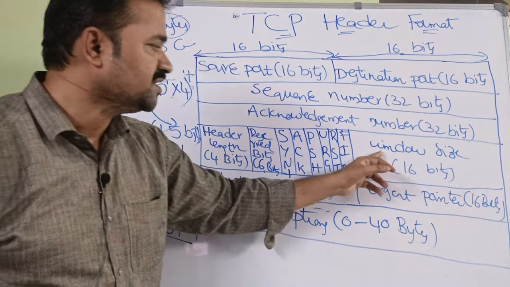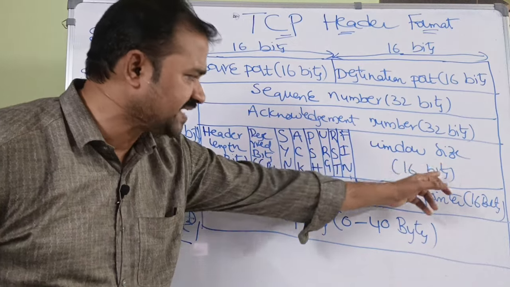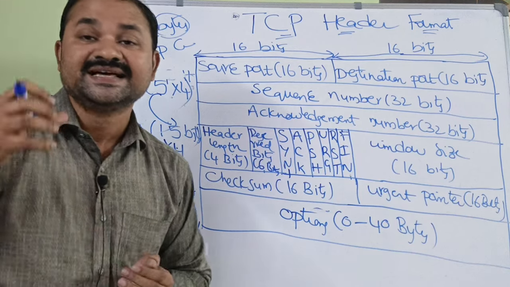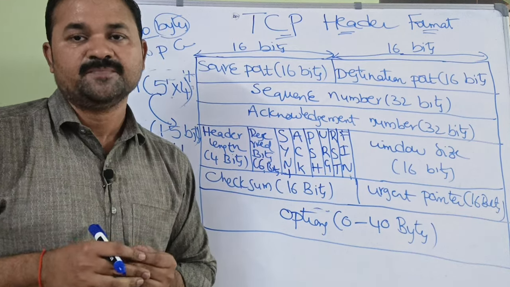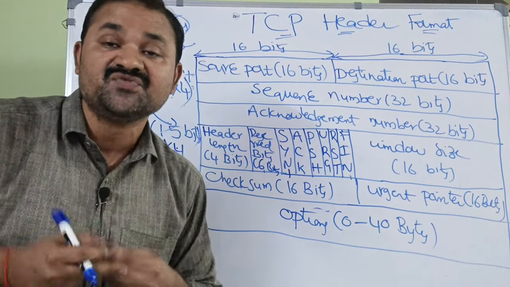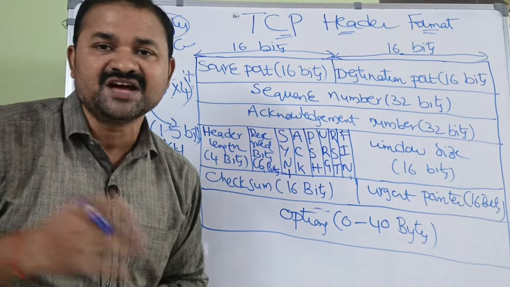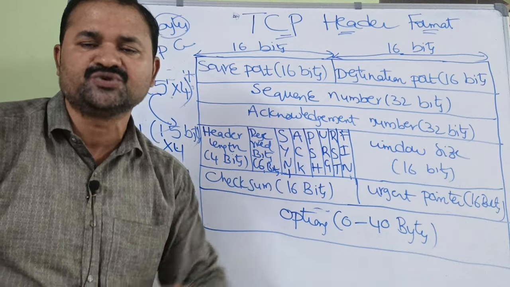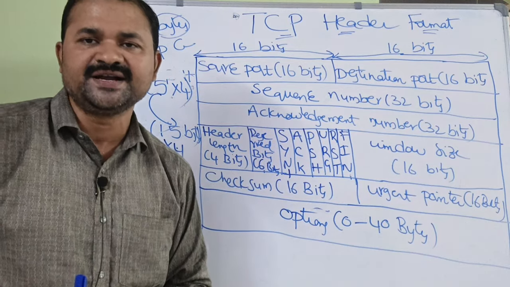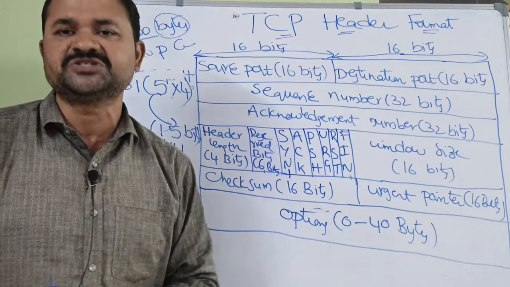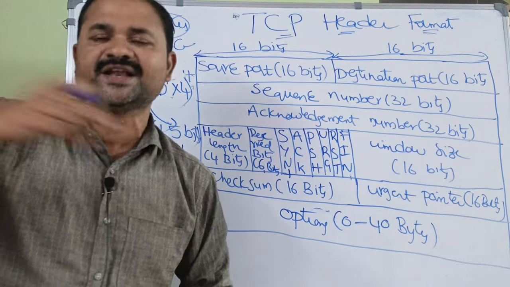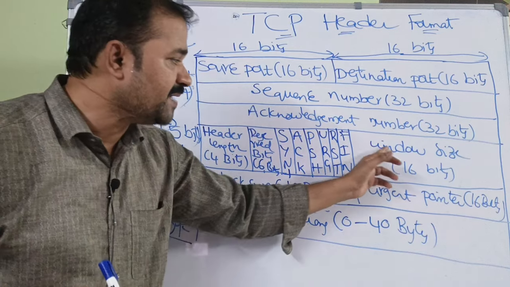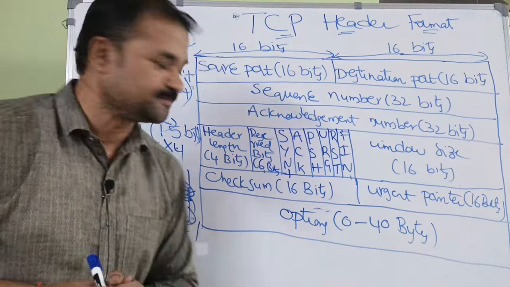Next, window size. Here the window size is of size 16 bits. This window size can also be called the receiving window size. Mainly the receiver will set the window size. After setting the window size, the receiver informs the sender of that window size information. So now the sender agrees to that information and sends data according to the size of the window. Here the window size field is 16 bits.